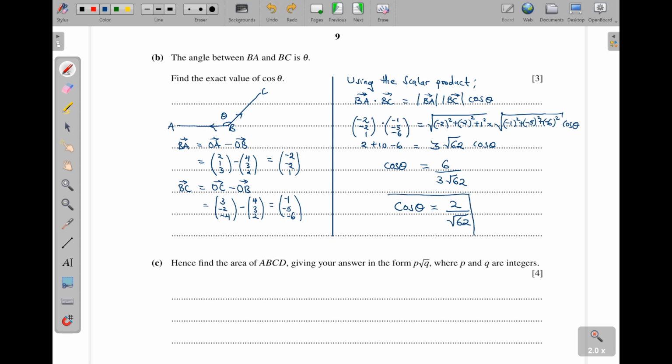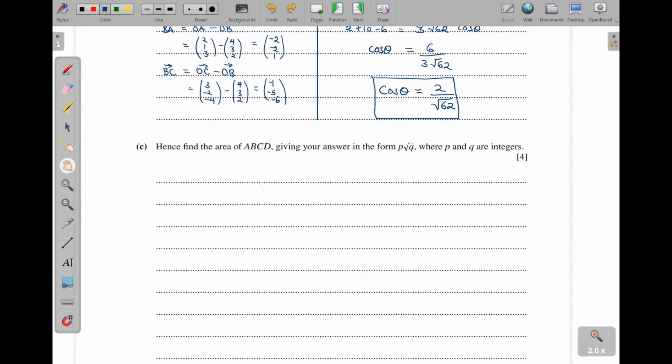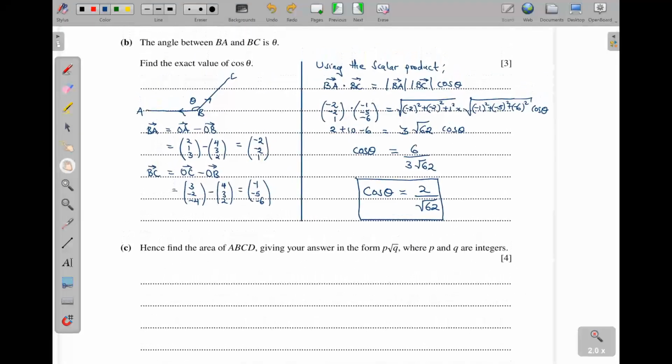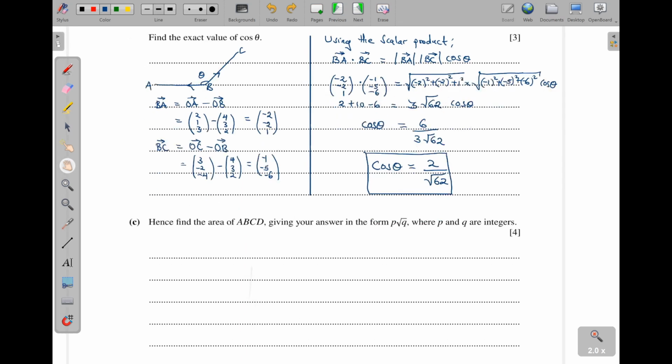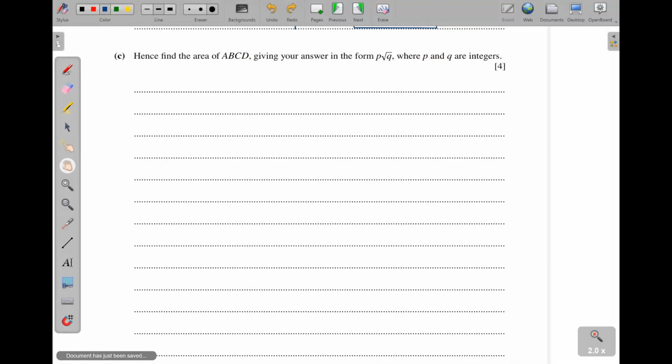So this is my value, and they said exact, so we don't need the decimals, it has to be in the third format. Then next they are saying, hence find the area of ABCD, giving your answer in this form. Now a parallelogram, if I may sketch it again here, allow me to do a simple sketch here.